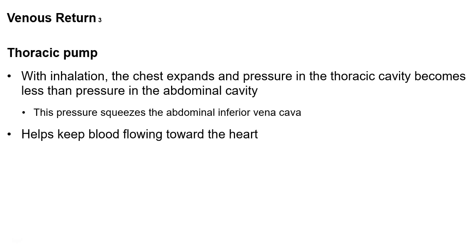Along with the skeletal muscle pump, we also have the thoracic pump. This is a pump that is provided by inhalation and exhalation, or breathing, right, where your chest expands and the pressure in that thoracic cavity becomes less than the pressure in the abdominal cavity. And so that helps squeeze, especially the abdominal inferior vena cava, to push that blood back up towards the heart.